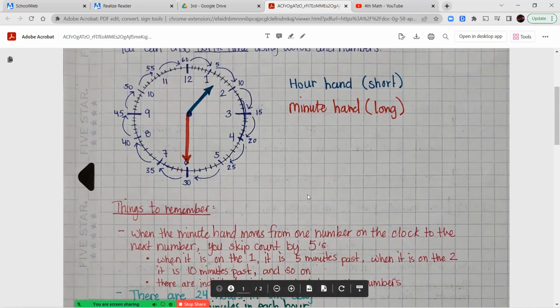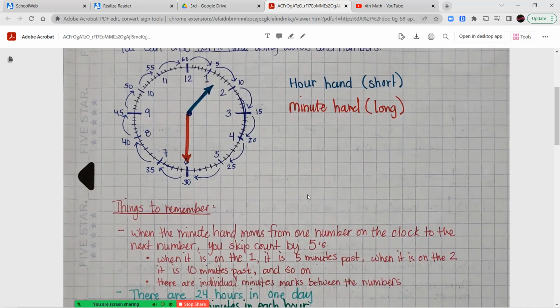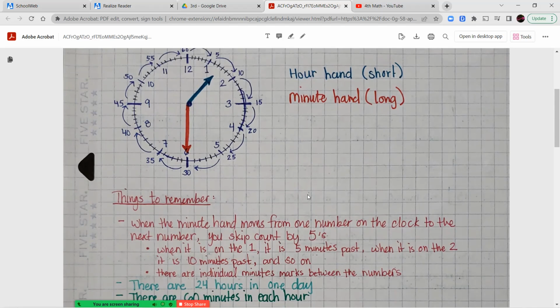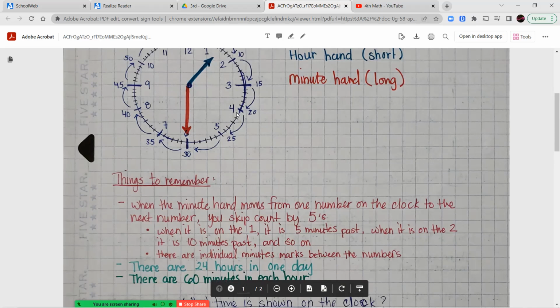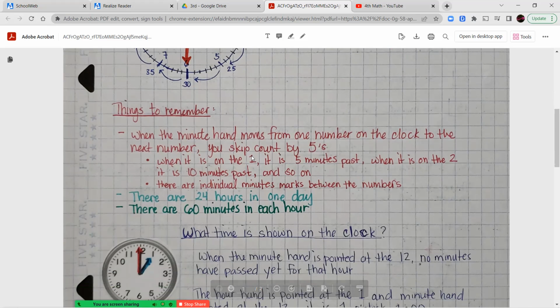Now, when it's on the 1, it's at the 5 minute, it's 5 minutes past that hour. When it's on the 2, it's 10 minutes past that hour, and so on. And the little individual marks in between show you the individual minutes in those groups of 5. So 21, 22, 23, 24, and then 25 will be over here, and so on. So we know that there are 24 hours in one day, and there are 60 minutes in 1 hour.